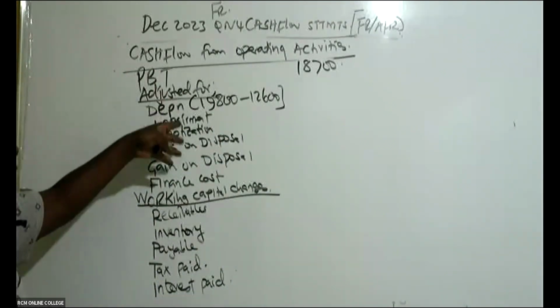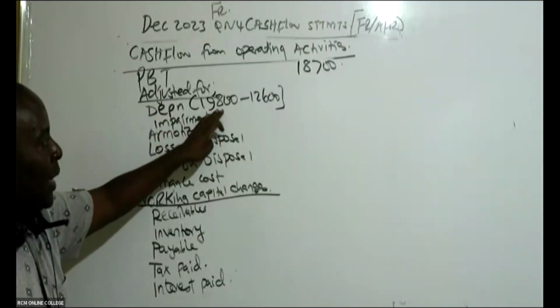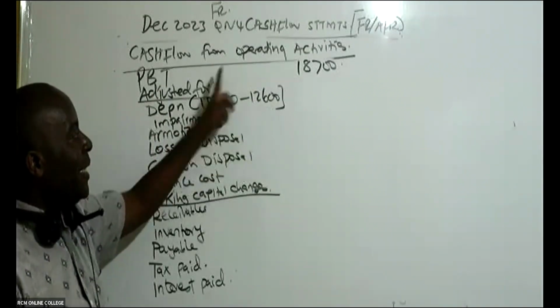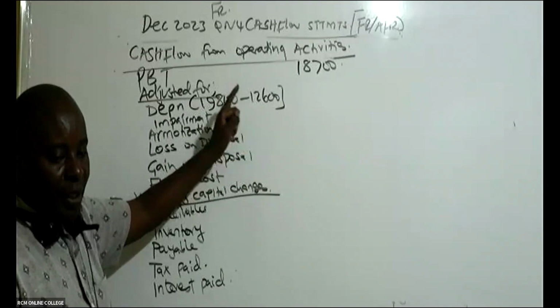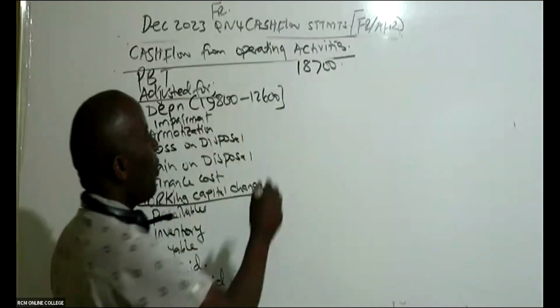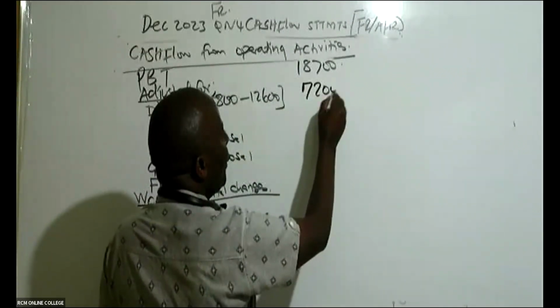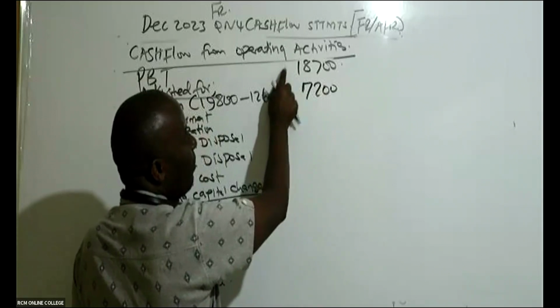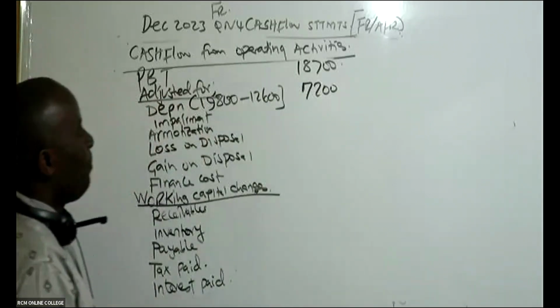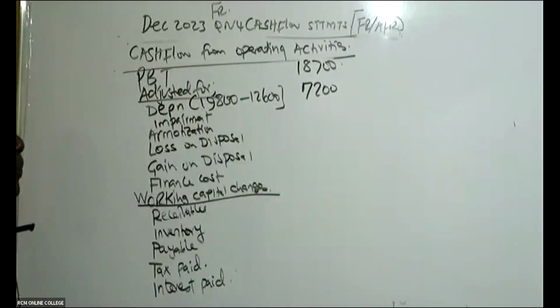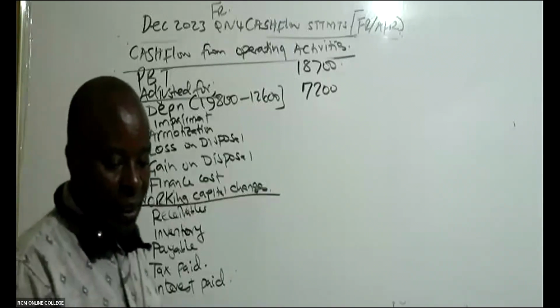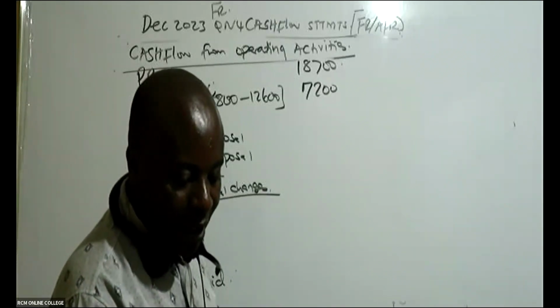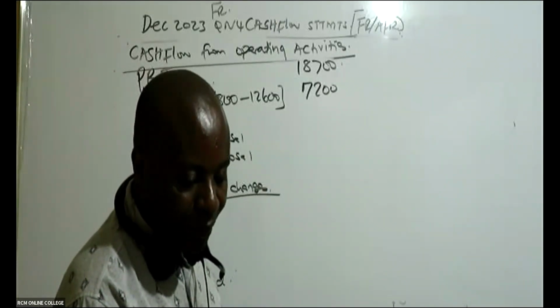So in this case here, by the end of 23, it was this. By end of 22, it was this. So that increase, then automatically this will be 7,200. This is what you charged to the current year's profit and loss, 7,200. Now, ladies and gentlemen, after that, we just continue reading here.